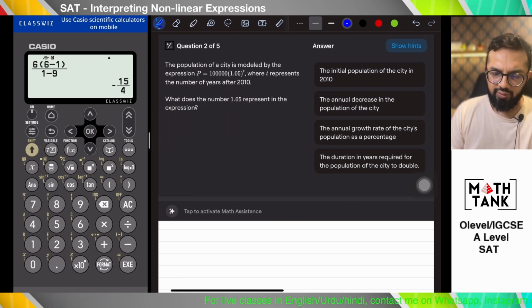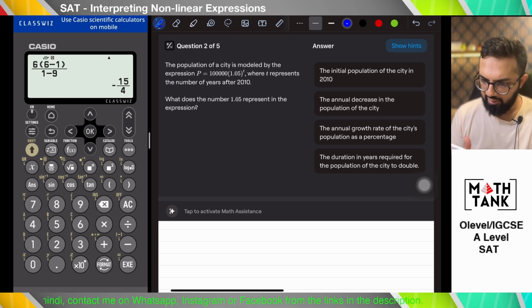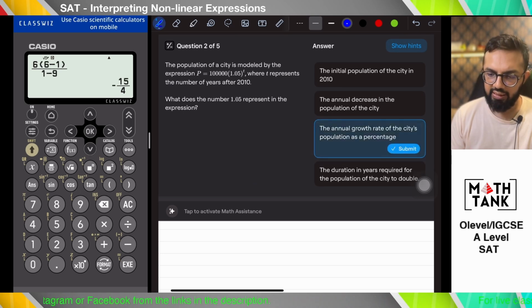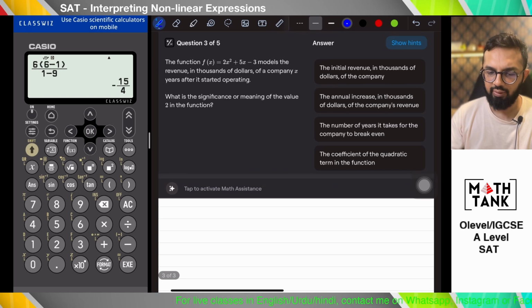Okay, the population of a city is modeled by the expression this, where t represents the number of years after 2010. What is the number 1.05? So that's equal to 1 plus r. Let's say that's the annual rate of growth of the city's population as a percentage. Okay, 105% or 1.05.